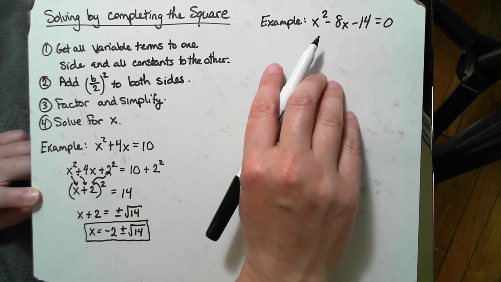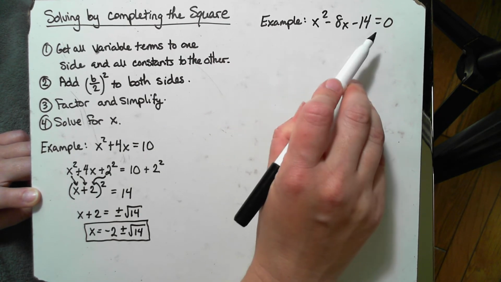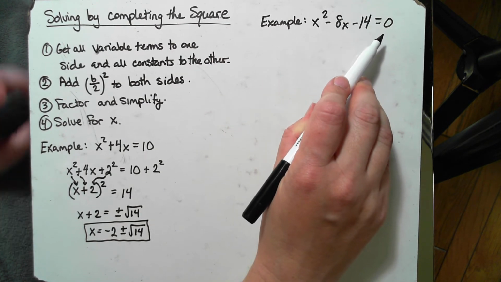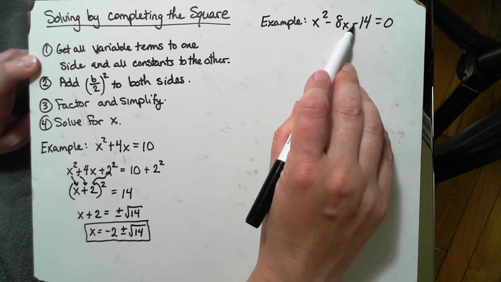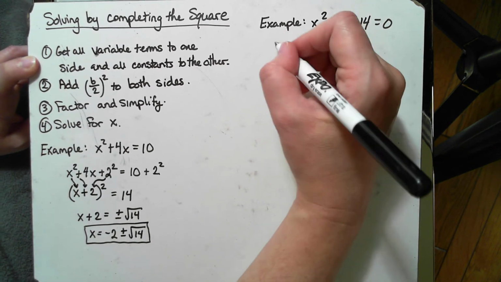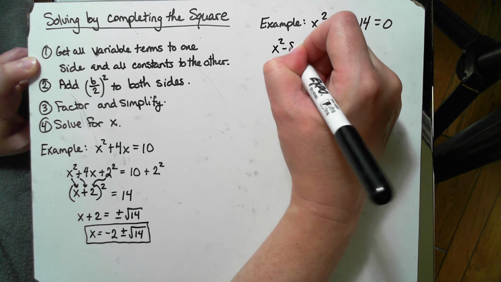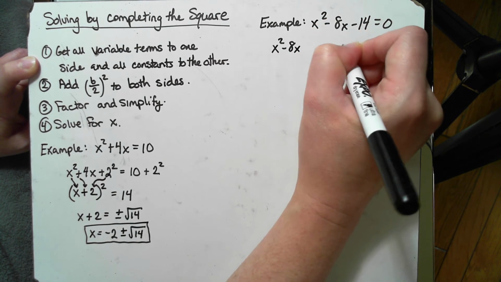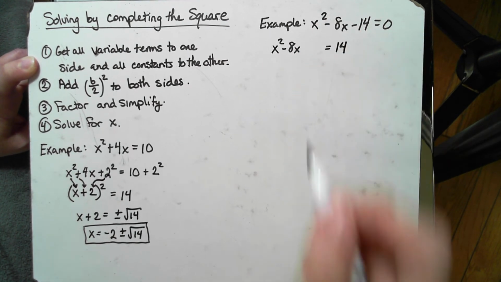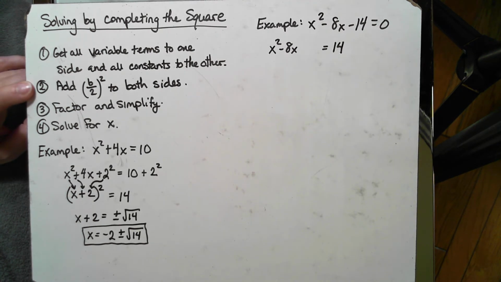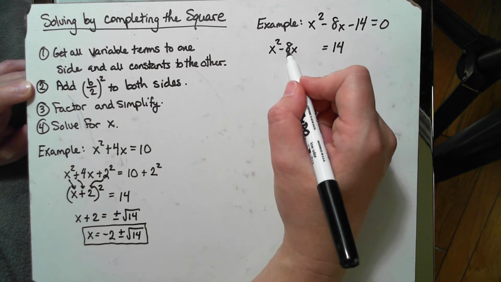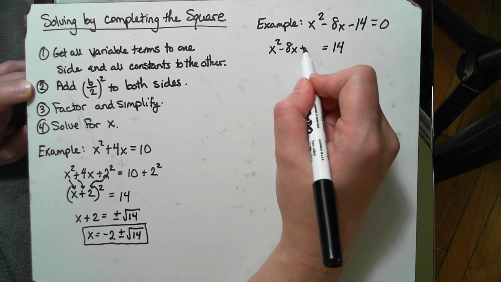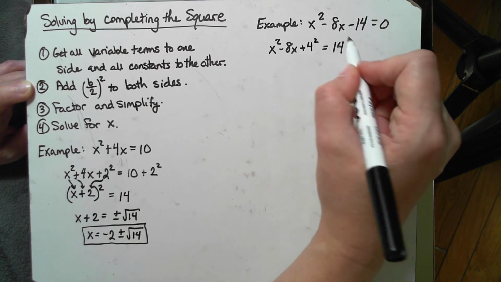Up here, I have x squared minus 8x minus 14 equals 0. So for step 1, I need to add 14 on both sides. So I have x squared minus 8x equals 14. Now I have to add b over 2 squared to both sides. 8 divided by 2 is 4, so I'm adding 4 squared on both sides.